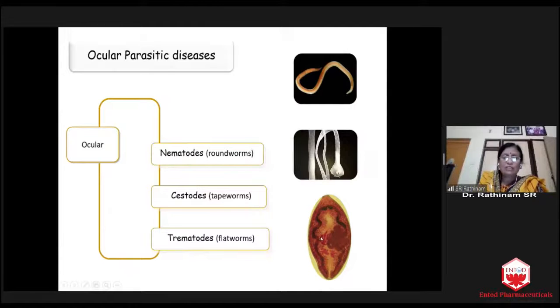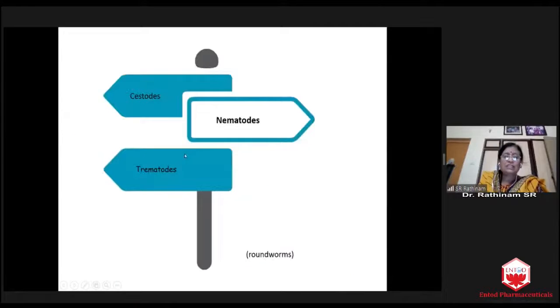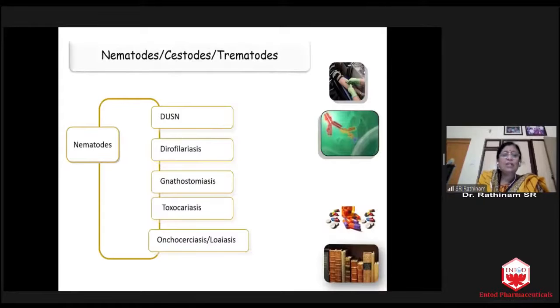You will be interested to see some of the different types of nematodes in this presentation. So we are starting with roundworms or nematodes. In nematodes, you have Dusen, where you do not know the name of the worm, but you see the structural damage done by the worm. The second one is Dirofilariasis. I'll show you a typical case. And Gnathostomiasis, Toxocariasis, Onchocerciasis, Loa loa. All those things come under nematodes.